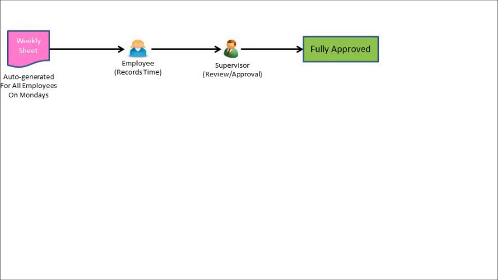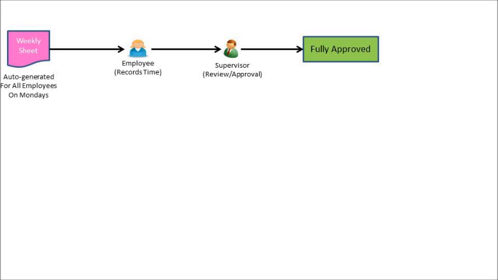The existing workflow for weekly timesheets is fairly straightforward. They are automatically generated for all employees very early in the morning on Mondays, sent to the employees for them to record their time, sent on to supervisors for review and approval, after which they are fully approved, assuming no issues are found.